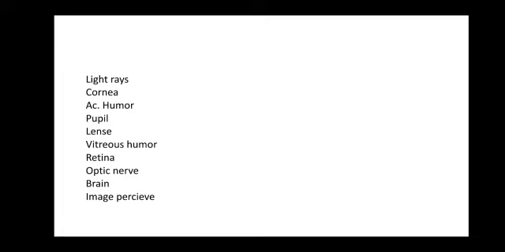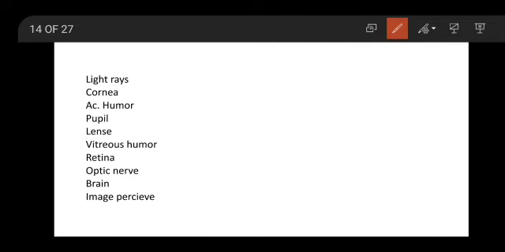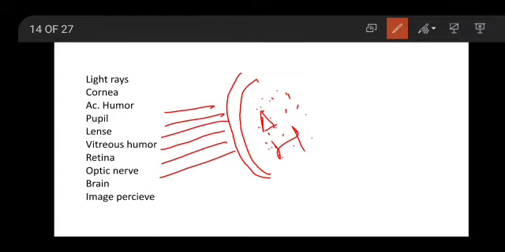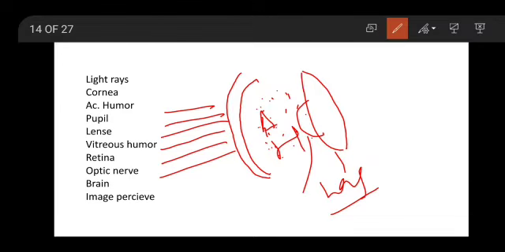So what is the sequence of light when we perceive it? Just imagine the light rays are coming from the outside. These are light rays. There is the cornea. Light rays go through the cornea into the eye. There is a fluid present in the anterior side, which is called aqueous humor. If you are listening to the lecture carefully, you will be able to understand the aqueous humor. Then here is the lens, and there is a pupil. So light goes to the pupil after the aqueous humor, then it goes to the lens.